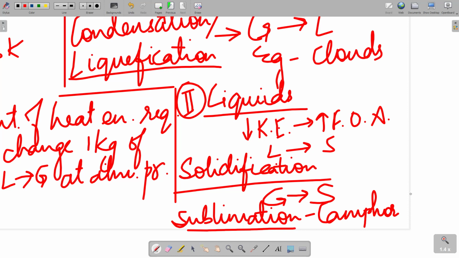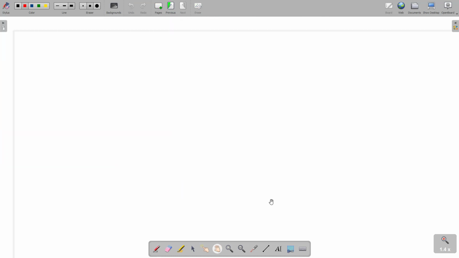Therefore, by increasing or decreasing the temperature, we can change the states of matter into one another, right? So, states of matter and their interchangeability. Here we have solid, liquid, and gas. Now, solid to liquid, what do we call it? Melting.